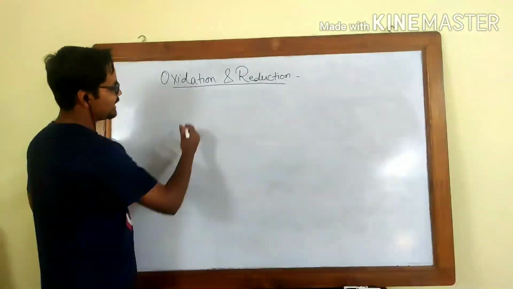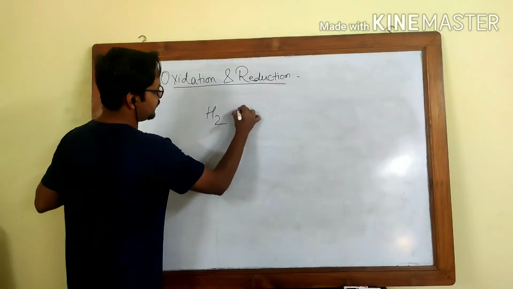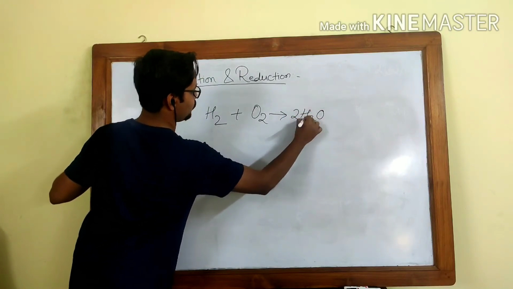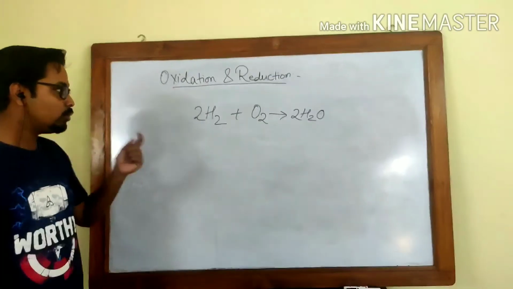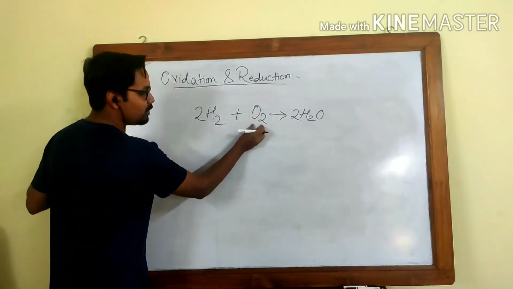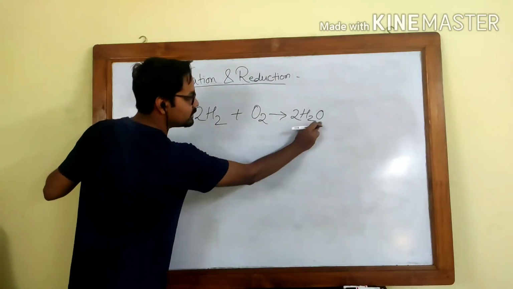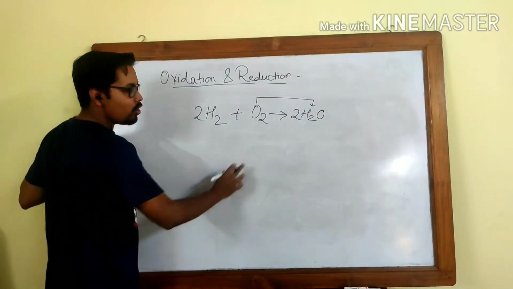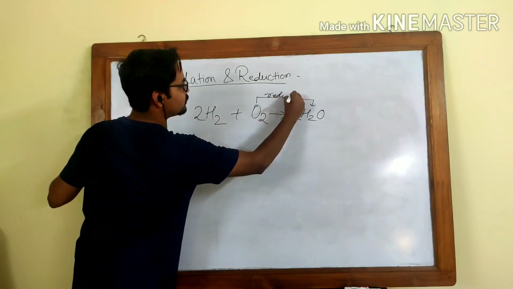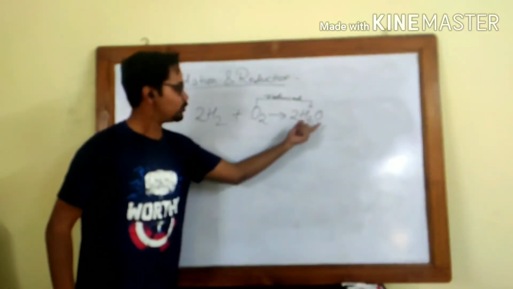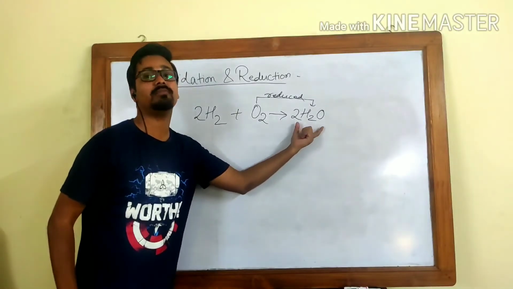Let us take this reaction where we have H2 reacting with O2 to give H2O. Okay. So what happens here? Look at oxygen. Oxygen was alone earlier. After the reaction, oxygen has gained some hydrogen. So what happens to oxygen here? Oxygen is reduced. Okay. Oxygen here has been reduced because oxygen has gained hydrogen in the product.